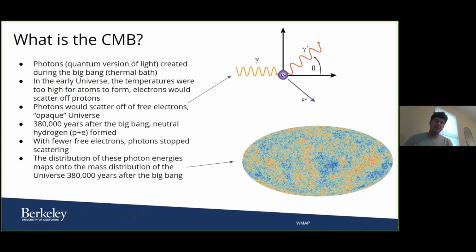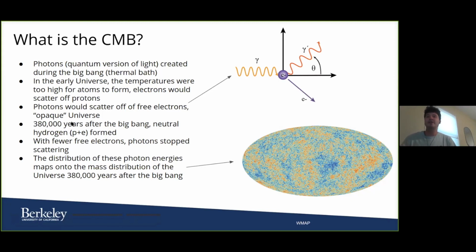Remember, I told you that the Big Bang produces this bath of particles, including neutrinos, but also photons, which are just the quantum version of light, little discrete packets of energy. In the early universe, remember, temperatures were so high that you couldn't have atoms. An electron would have so much kinetic energy that it would just scatter off of a proton whenever it interacted with one. Because of that, you had all of these free electrons everywhere in your universe, and so a photon traveling along would just scatter off of a free electron. And so the universe was more or less opaque.